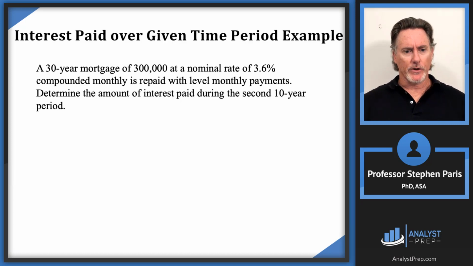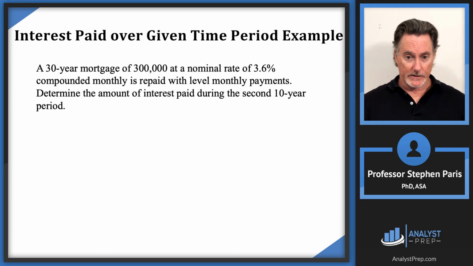We've got a 30-year mortgage of $300,000 at a nominal rate of 3.6% compounded monthly. It's being repaid with level monthly payments. And we're asked to determine the amount of interest paid over the second 10-year period.